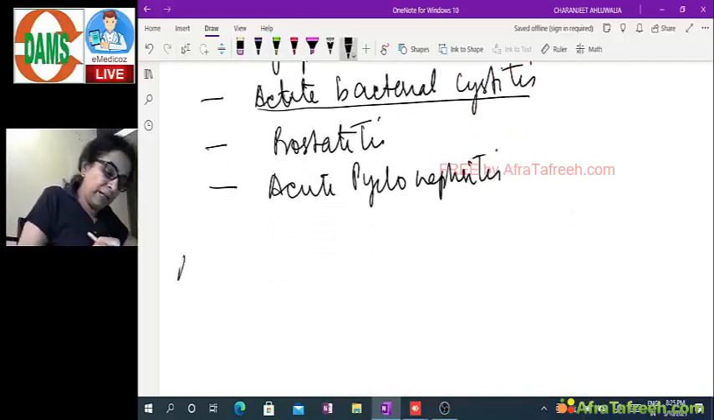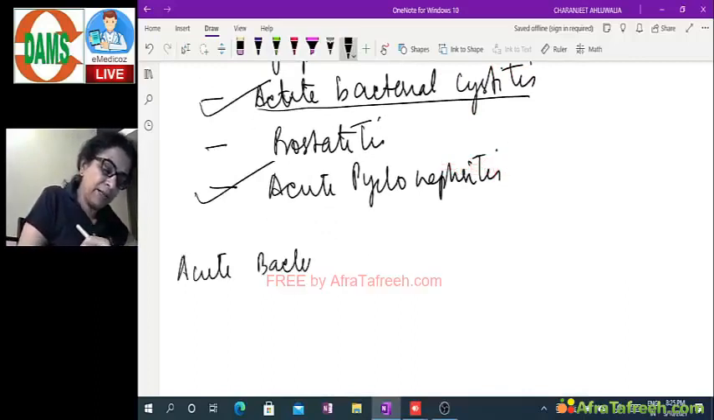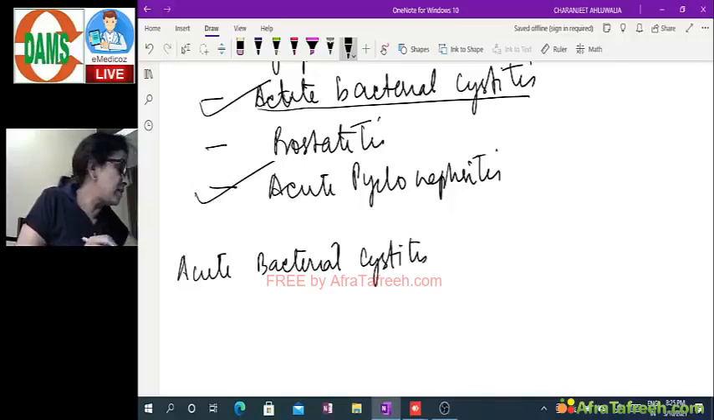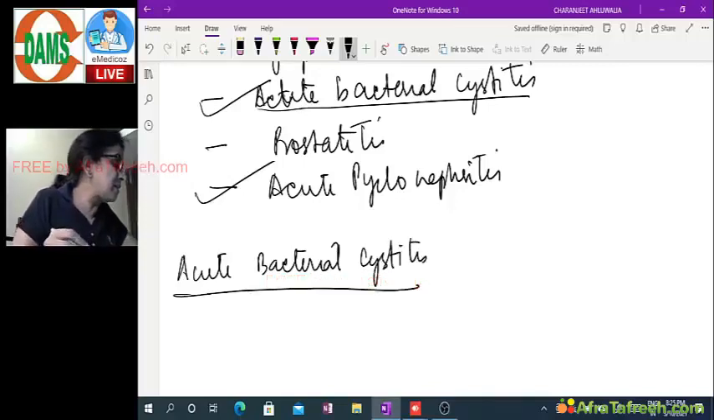Okay, now let us come to acute bacterial cystitis. We'll be discussing bacterial cystitis and pyelonephritis. So you know what cystitis is. This is acute bacterial cystitis, the inflammation of the urinary bladder.